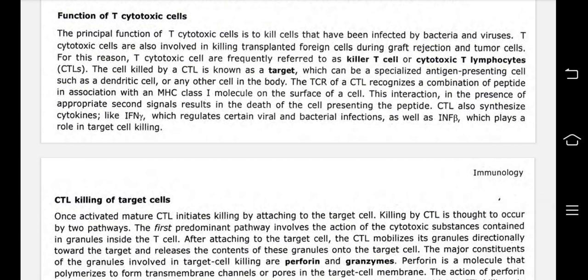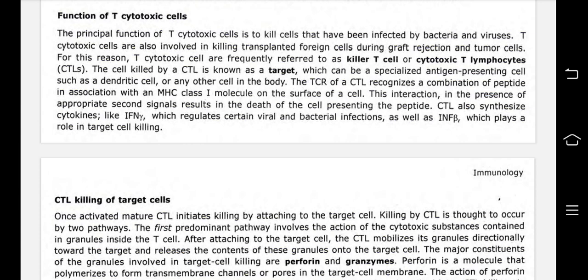And function of T cytotoxic cells. The principal function of T cytotoxic cells is to kill cells that have been infected by bacteria and viruses. T cytotoxic cells are also involved in killing transplanted foreign cells during graft rejection and tumor cells. For this reason, T cytotoxic cells are frequently referred to as killer T cells or cytotoxic T lymphocytes. The cell killed by a CTL is known as a target, which can be specialized antigen presenting cells such as a dendritic cell or another cell in the body.